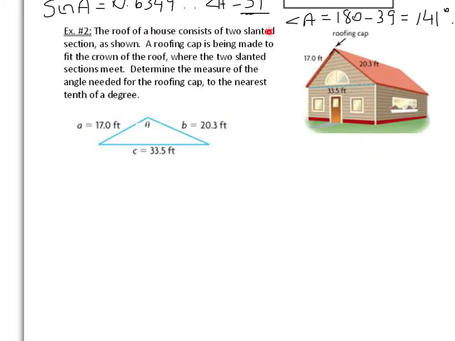The roof of a house consists of two slanted sections as shown below. I'll give you a minute to read that question, so pause the video, read the question, and we'll analyze it in a second.